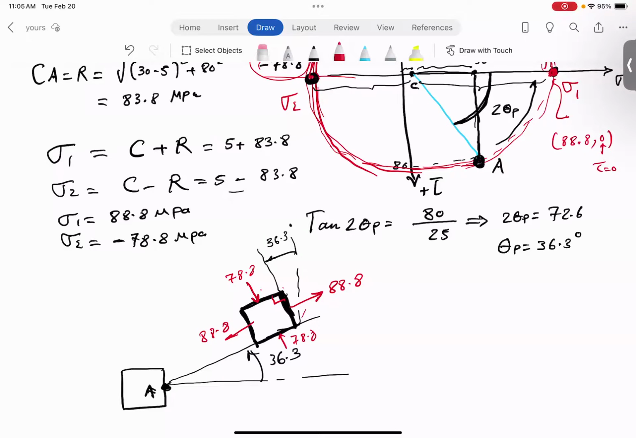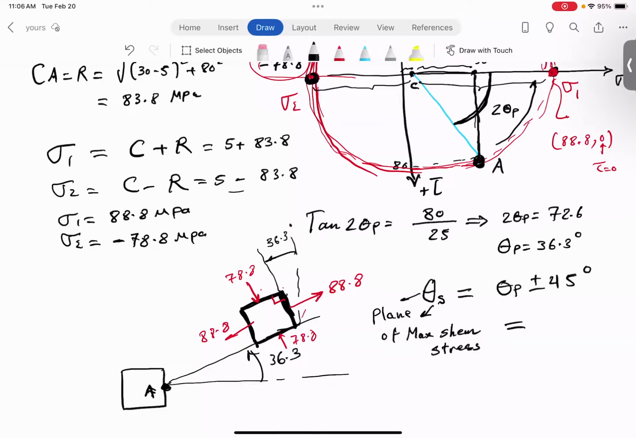Now, based on probably videos that you've seen, I have videos on that too. The plane of the shear stress, so this is where the maximum shear stress is going to happen, we call it theta sub S, S for shear. The plane of maximum shear stress is always theta P plus or minus 45 degrees. So you could think of it as, if you add to 36.3 a plus or minus 45, you get 81.3 or negative 8.7. By the way, positive angle means counterclockwise, negative angle means clockwise.